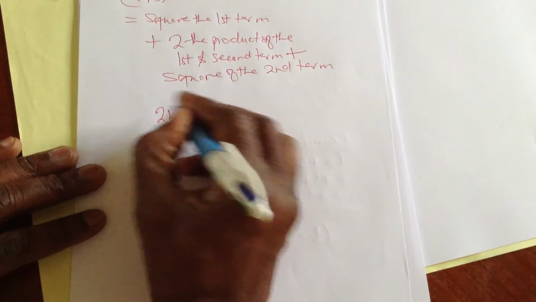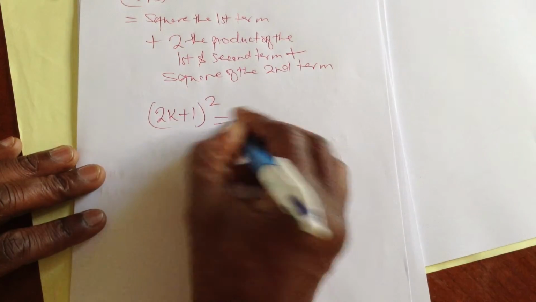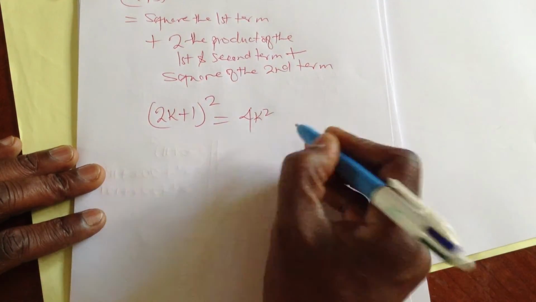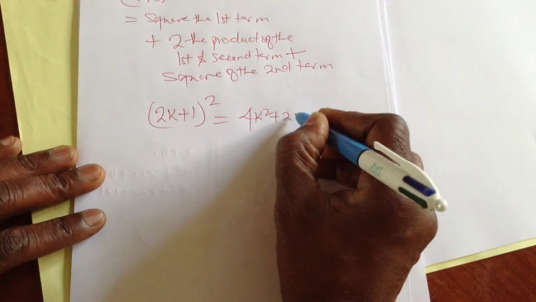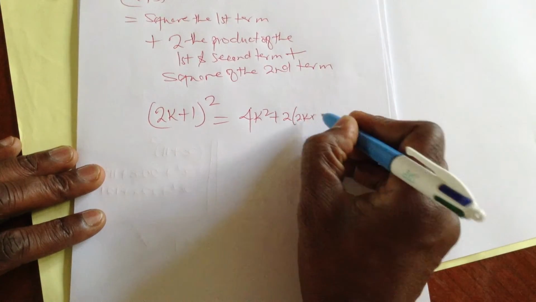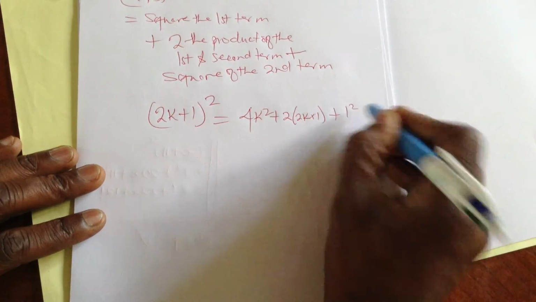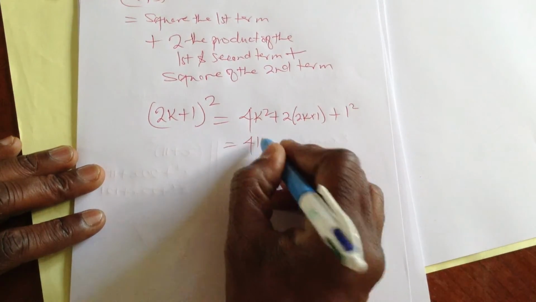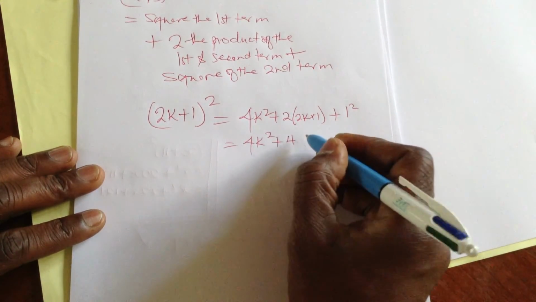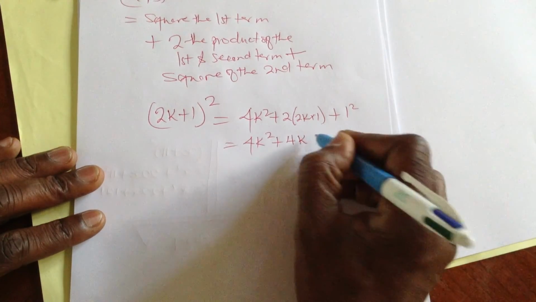2k plus 1 squared is therefore square this bit to give me 4k squared plus twice of 2k times 1 plus 1 squared. So I'm going to get 4k squared add 4k plus 1.